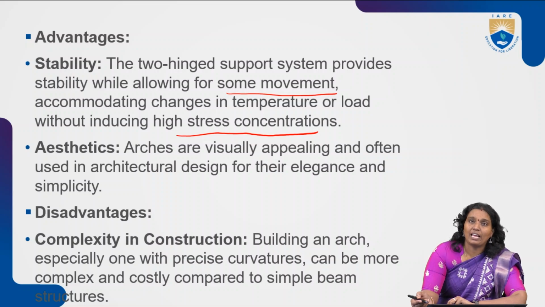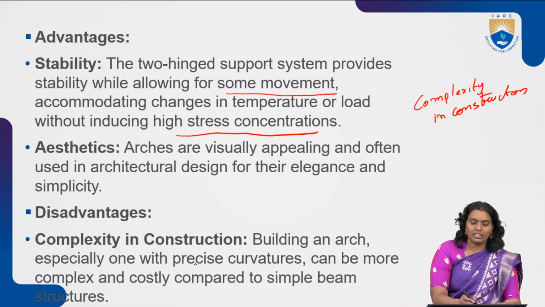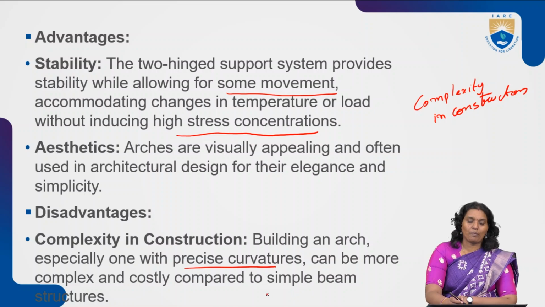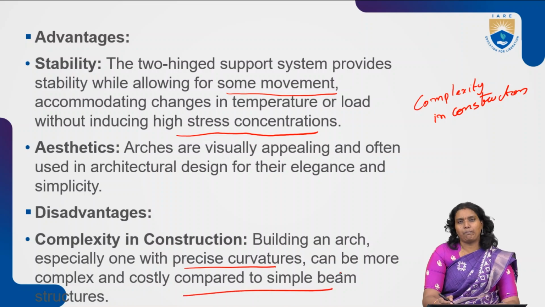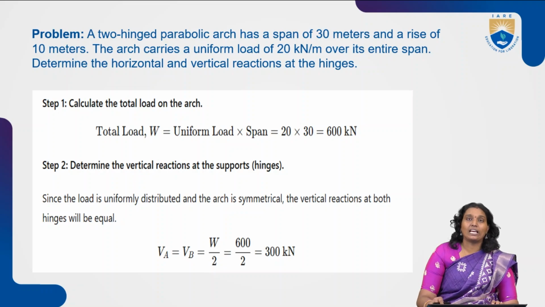And we also have some disadvantages in two-hinged arches. One is complexity in construction. Building an arch, especially one with prescribed curvatures, can be more complex and costly compared to simple beam structures. This is one of the disadvantages we may observe in two-hinged arches. According to that, we may understand what kind of analysis we are going to do using numerical values.